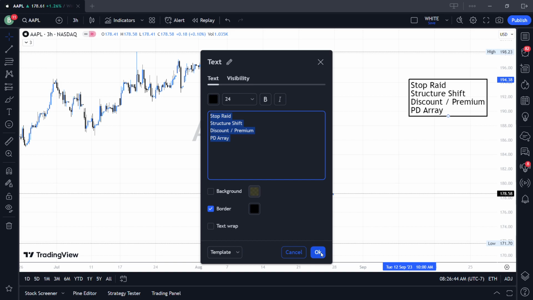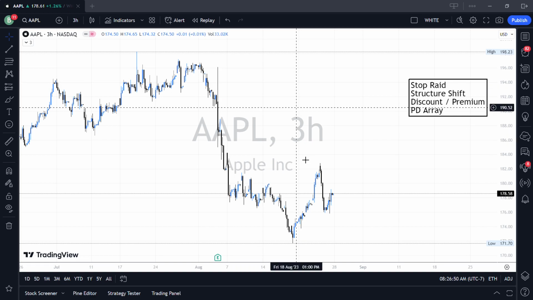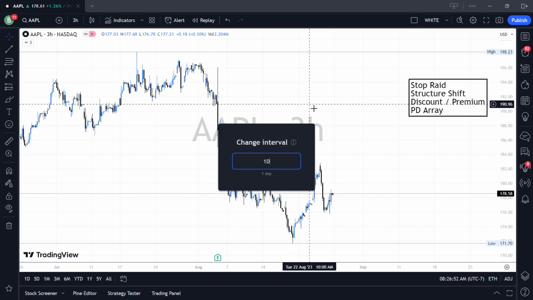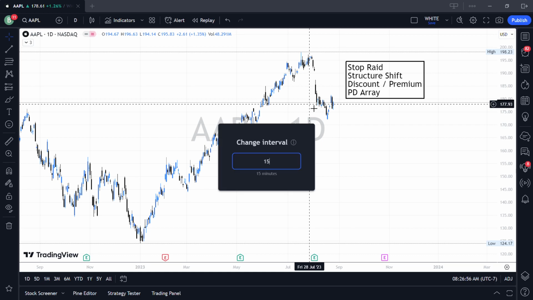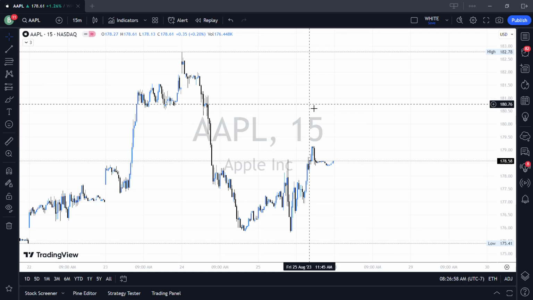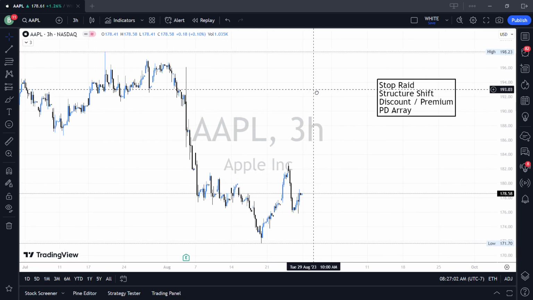Whatever, not important. Alright, so this is what you're looking for when you're making a trade. Now, you need higher time frame ideas. This is a 3-hour candle. 1 day works as well, but my executions are going to come based off of the lower time frames. So for now I will focus on 3-hour for this example.